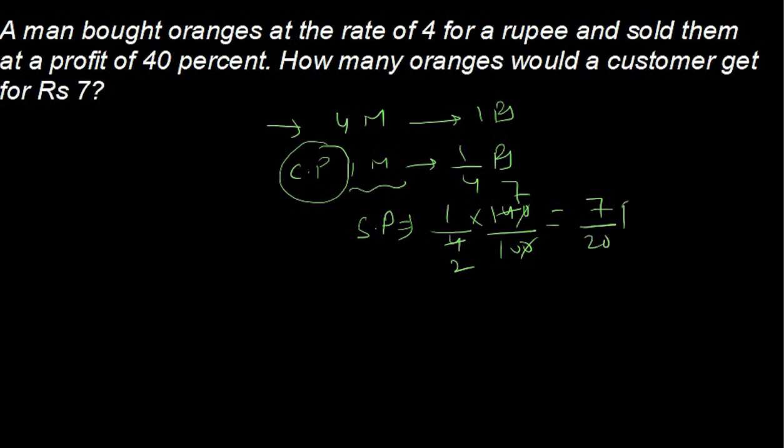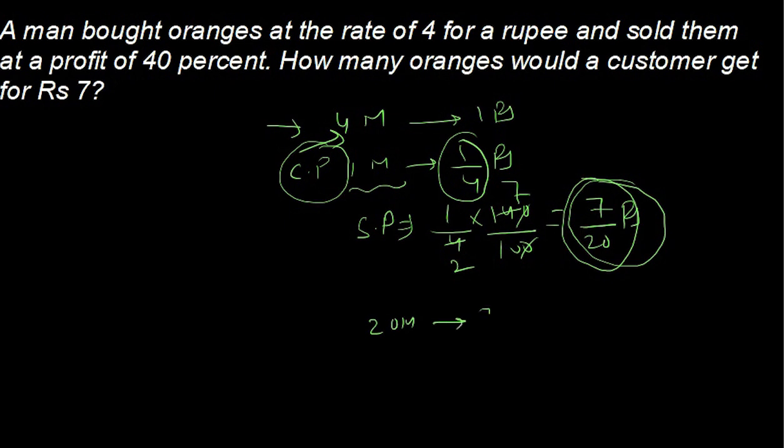7/20 rupees. So that is your selling price. Okay. Now what did 1/4 rupees mean? 1/4 meant 4 mangoes for 1 rupee. So what can I write for 7/20? 7/20 means I can write 20 mangoes for 7 rupees.